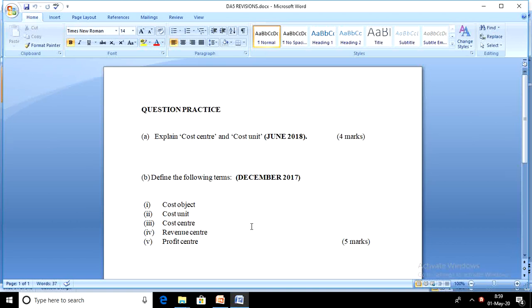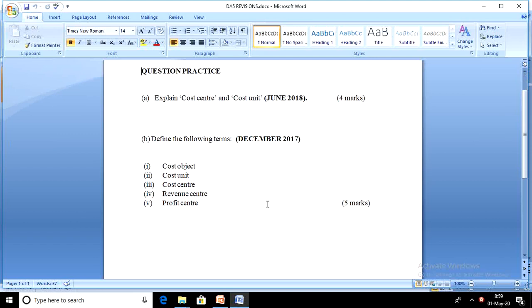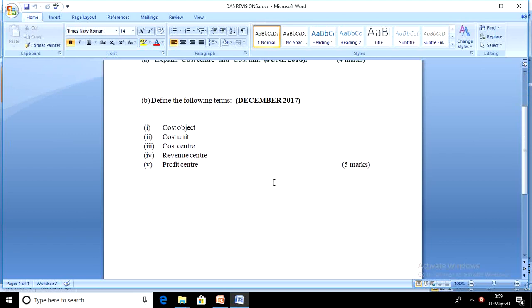Let's look at the other question that came in December 2017 in relation to the topic we've just talked about, cost classification. Define the following terms: cost object, unit, cost center, revenue center, and a profit center. Obviously, this is quite easy for you. I'll give you again a moment to just see how you can describe those elements that are given or items that are given.